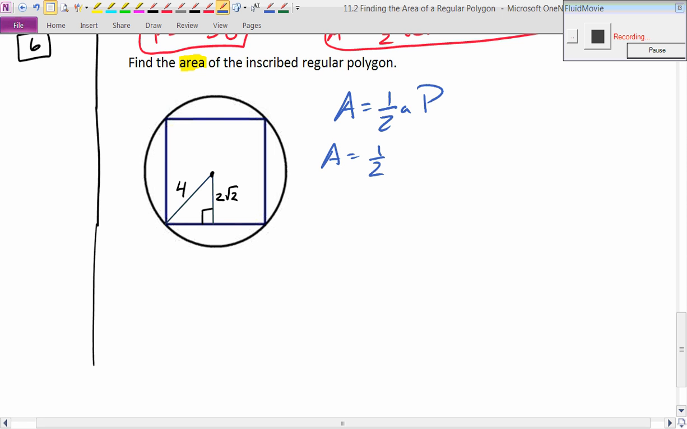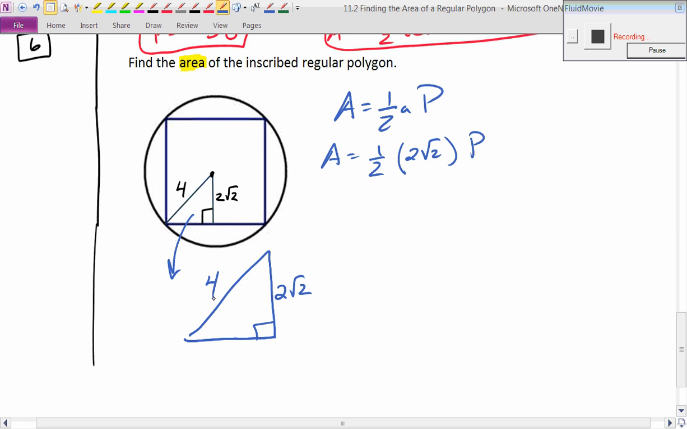So 1/2. What is the apothem? 2 square root of 2. Good. And then all we need is what, you guys? The perimeter. All right, good. Okay, so let's draw this triangle out over here. Here's what I have. I know that this is a right angle. I know this is 2 square root of 2, and I know this is 4.